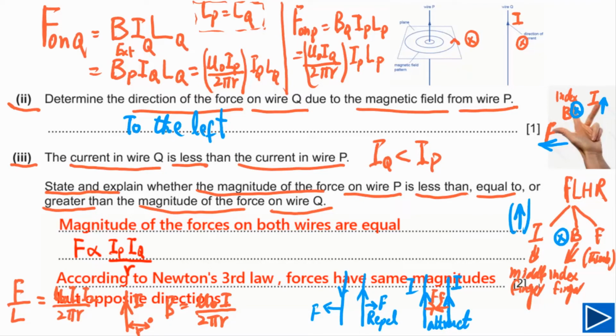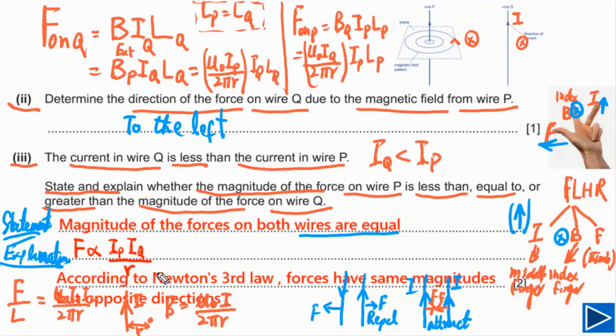This answer you can explain using two different methods. First of all, this is our statement. In our statement, we have said the magnitudes of forces on the two wires are equal. You will get 1 mark for this one. And second one, this is your explanation. We have said force is directly proportional to the product of currents in the two wires. So you will get the second mark.